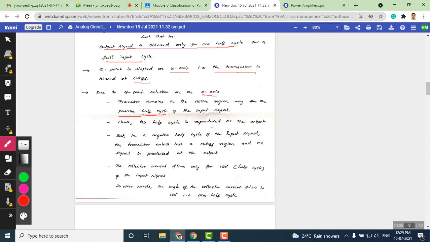Hence the half cycle that is present in the active region can be reproduced at the output. But in the negative half cycle of the input signal, the transistor enters the cutoff region, and there is no signal produced at the output. As long as the transistor remains in the cutoff region, the complete input wave is suppressed at the output.